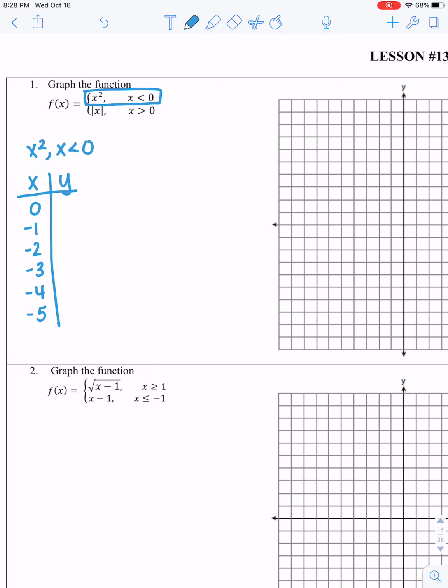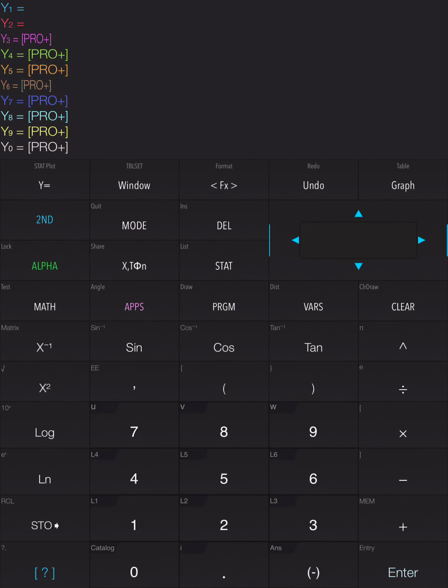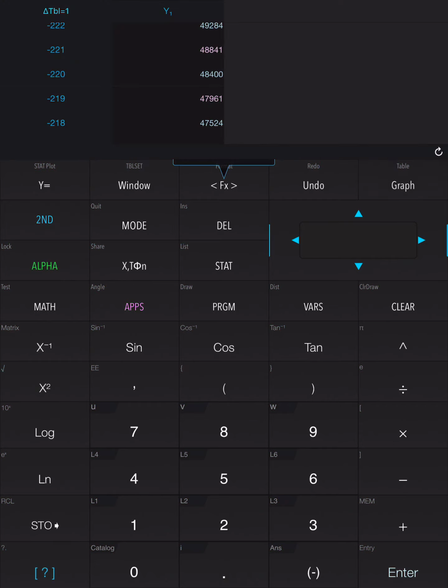To get our y values, we're just going to go to our calculator, go to y equals, I'm already here, and we wanted x squared, and we press second graph to get our table of values. I went way too high up. Let's see if there's any way I can fast forward this back down.